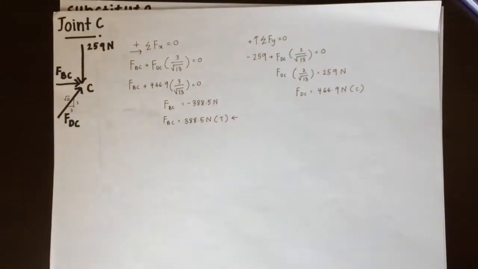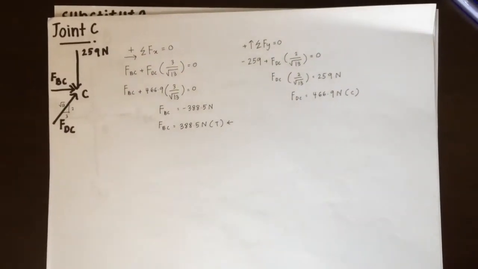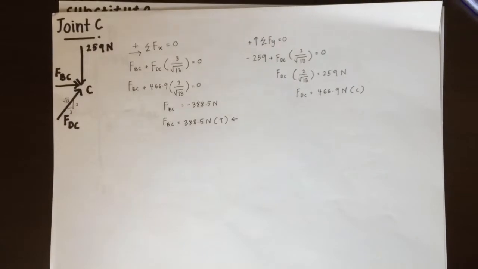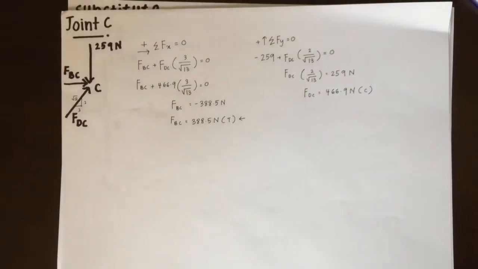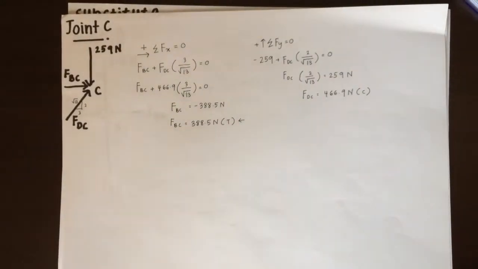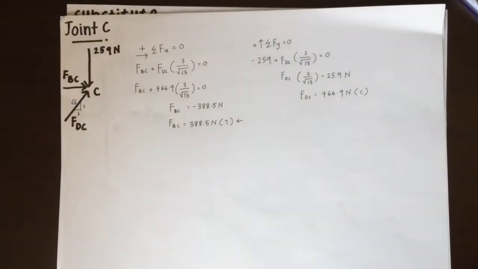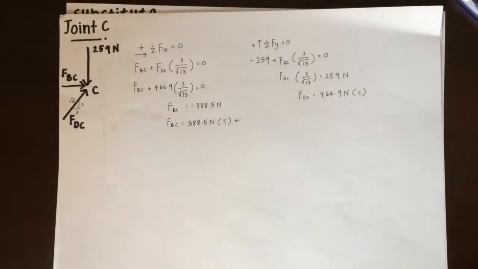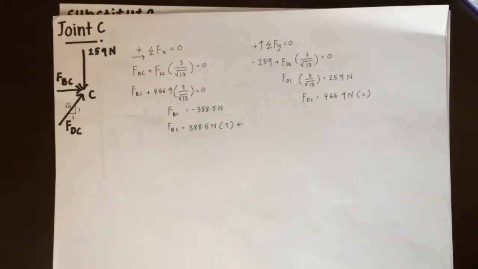For summation of Fx equals to 0, we take all the force that exerts on the x-axis, which is FBC plus FDC times 3 over square root 13 equals to 0. And for summation of Fy, which is the force that exerts on the y-axis, negative 259 plus FDC times 2 over square root 13 equals to 0. Solve and we will get 466.9 Newton compression. Insert the value of FDC in the Fx equation and we will get 388.5 Newton tension because the answer is negative. So the arrow is pointing out of the point C.